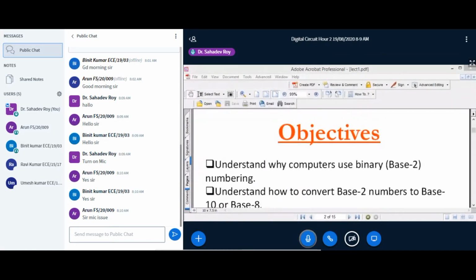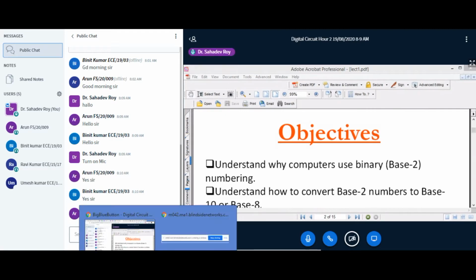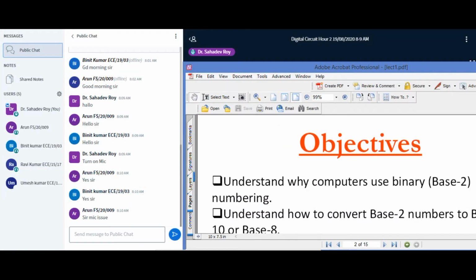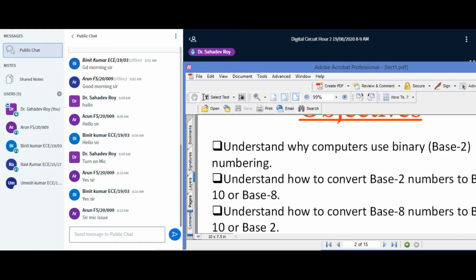Base 2 is for binary number, base 8 for octal number, base 16 for hexadecimal number. We can change the number in any base.